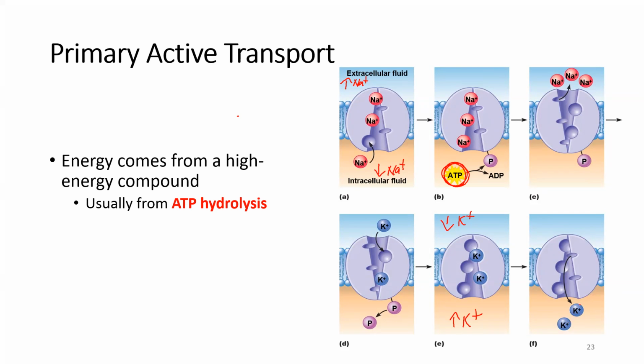Okay. All right, so that is ATP. The main example here, the sodium potassium ATP pump. And the real important takeaway message is that we're moving against the concentration gradient. And for primary active transport, we require energy, and we get that energy from the hydrolysis of ATP.